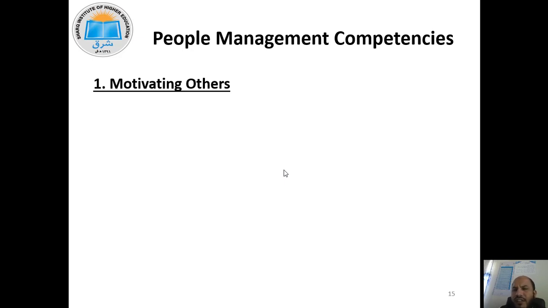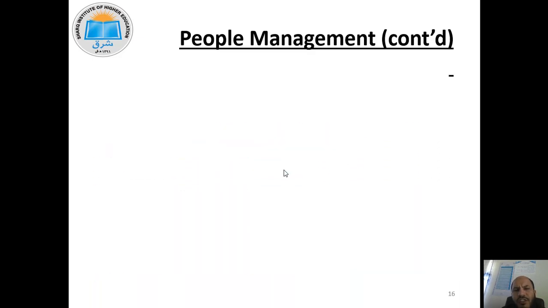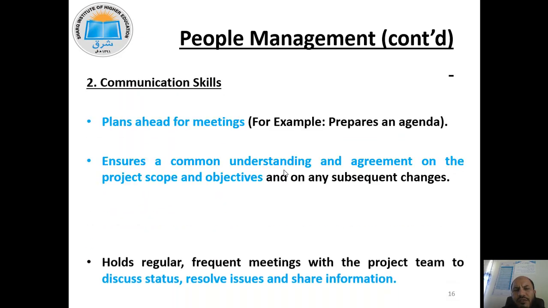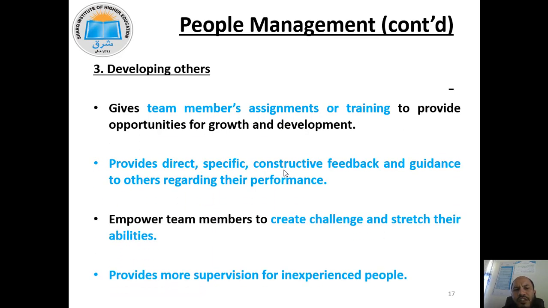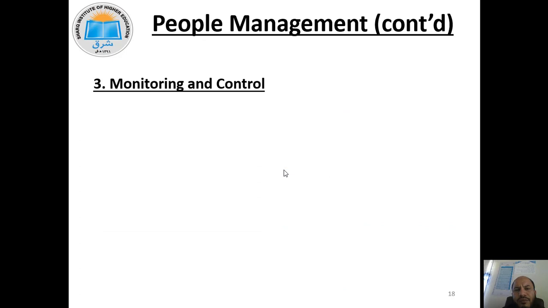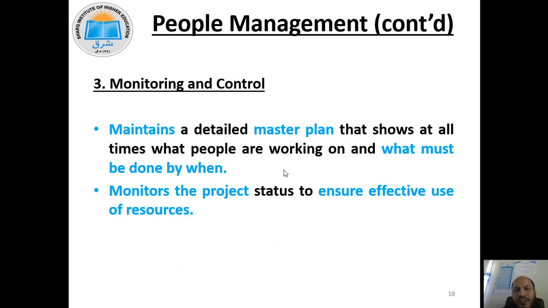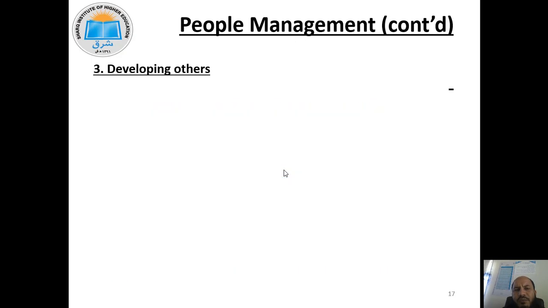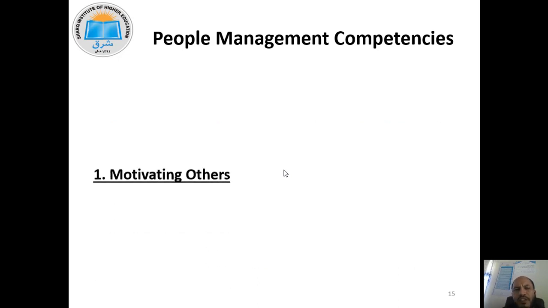The fourth one is the people management competency. People management competency is also one of the competencies of a project manager. Here we have, first, motivating others, which is one of the skills of the project manager. Second, he should have good communication skills, third, he should develop others, and fourth, he should monitor and control the environment. These are the skills which are part of the people management competencies. So let's explain from the first one.